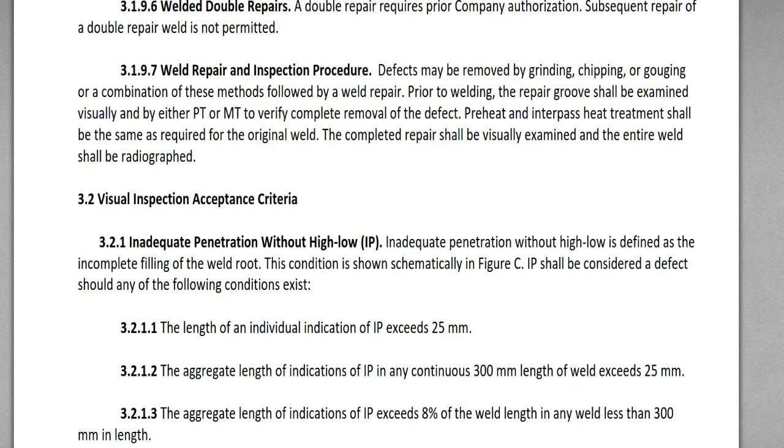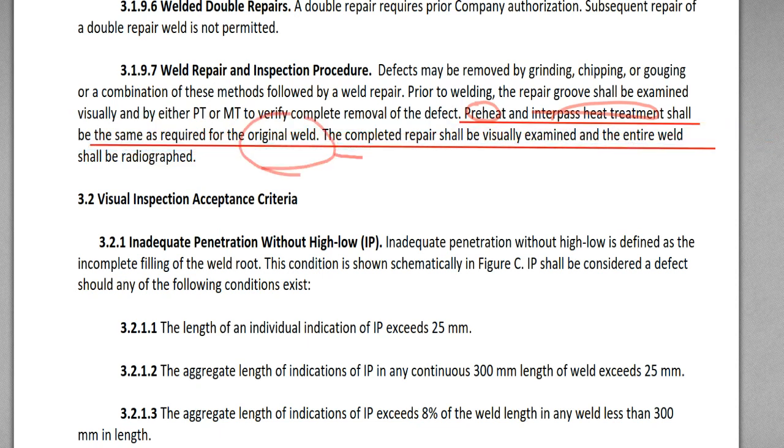And next is preheat and interpass heat treatment should be the same as required for the original weld. Interpass heat treatment means interpass temperature, same as the original weld. And the completed repair should be visually examined and the entire weld should be radiographed. So after repair, it is visual inspection, VT plus RT.